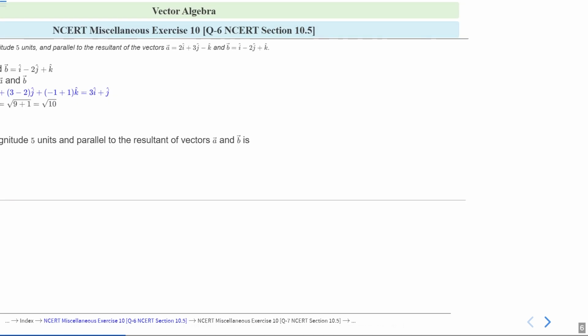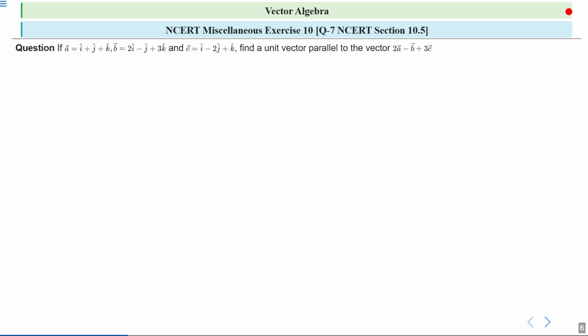Okay, let's move to the next question. Next question is NCERT miscellaneous exercise 10 question number 7, which says, let's look at these vectors. We are given three vectors: A vector, which is i cap plus j cap plus k cap, B vector, which is 2 i cap minus j cap plus 3 k cap, and C vector, which is i cap minus 2 j cap plus k cap.